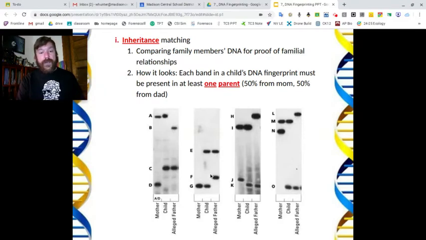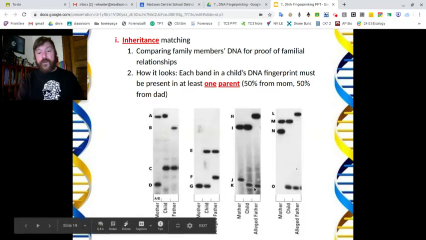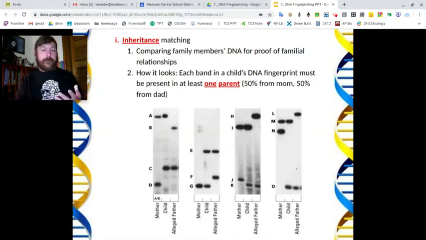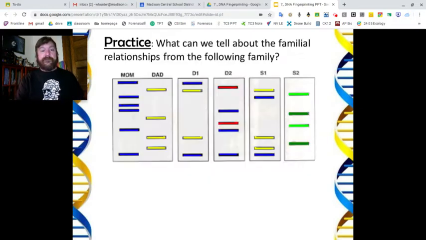Same thing over here. In this one, there is a match here also. So again, all 4 of these are showing that the father here, the alleged father, is likely the father of that child. So if you look at this pattern, these are the children: daughter 1, daughter 2, son 1, son 2.